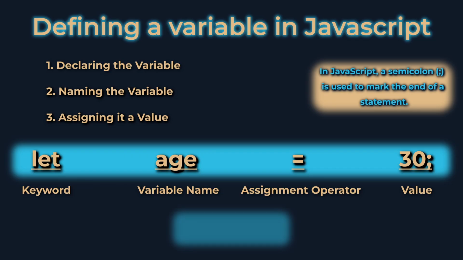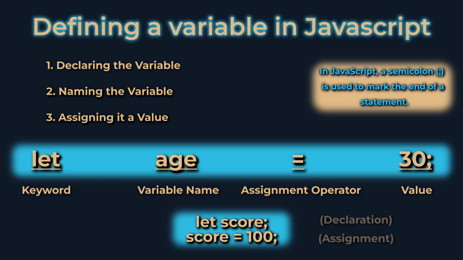You can declare a variable without assigning a value right away. This is called declaration only. Here, we declared score first and assigned 100 later. But most of the time we do both in one line, declaration plus assignment, like this. So, you separate them only if you don't yet know the value. If we know the initial value, it's always a good practice to do them in one line of code.